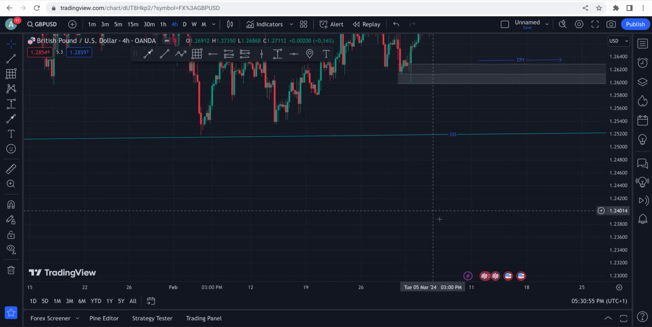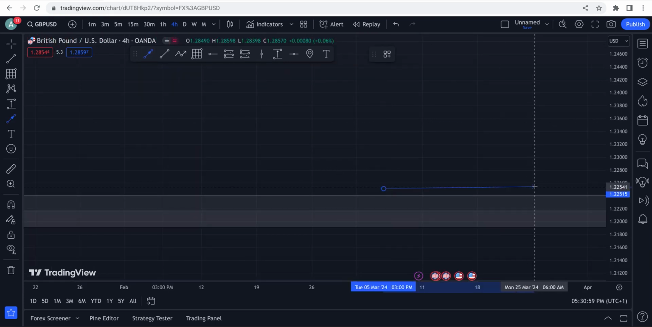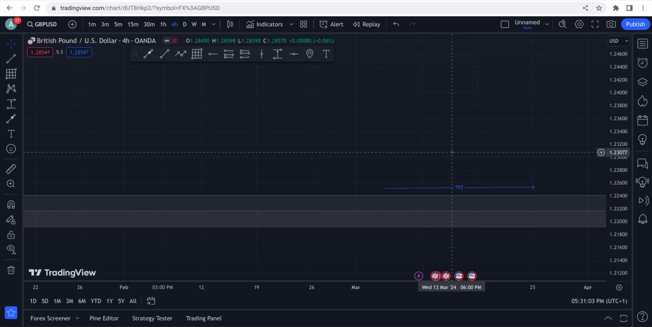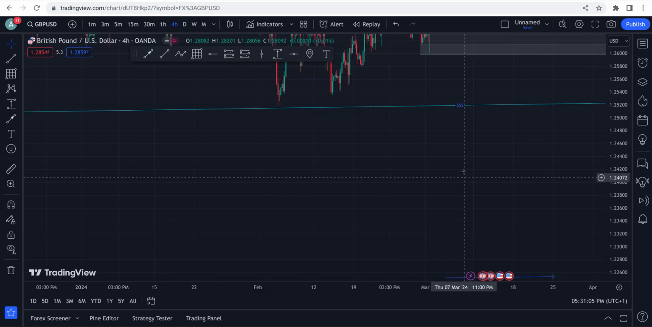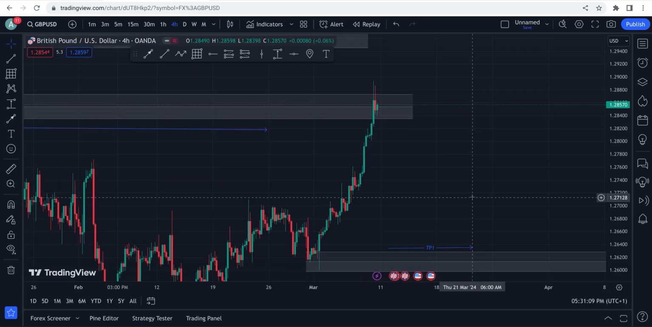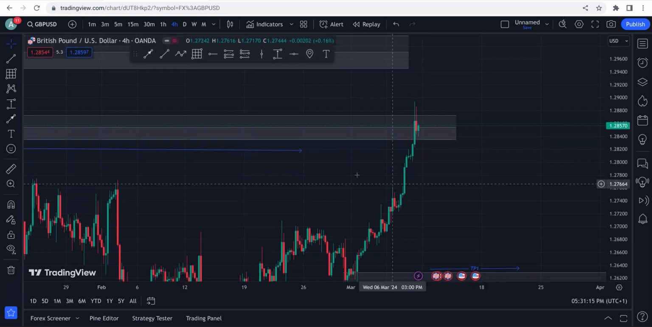And this would be my TP2. But trust me, this trade is a swing trade. This trade is what? A swing. Yes, it's a swing trade. So, where can I find entry on GBPUSD? Let's move to our time frame.